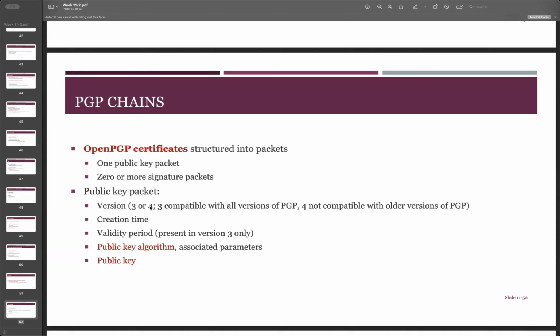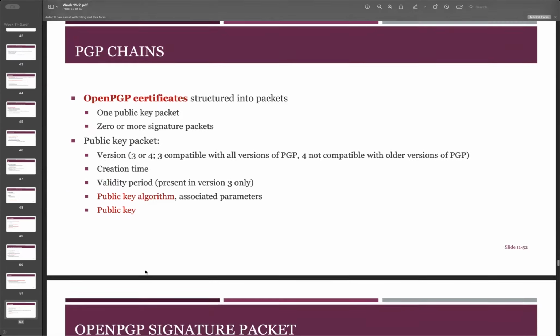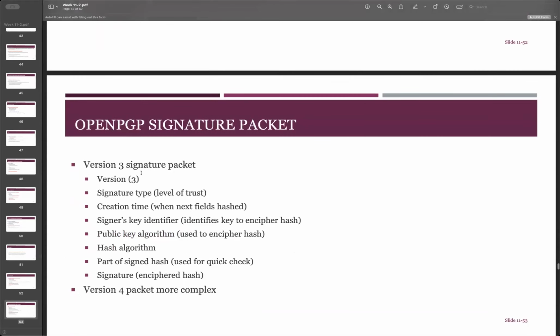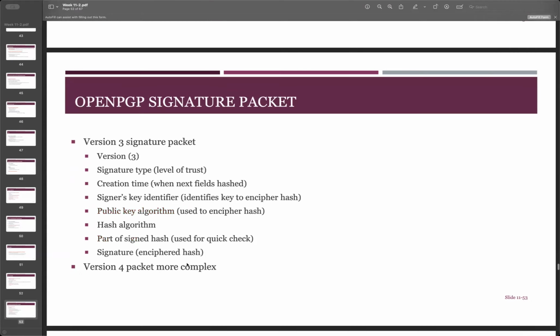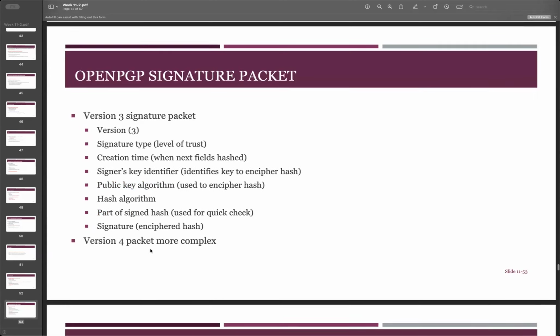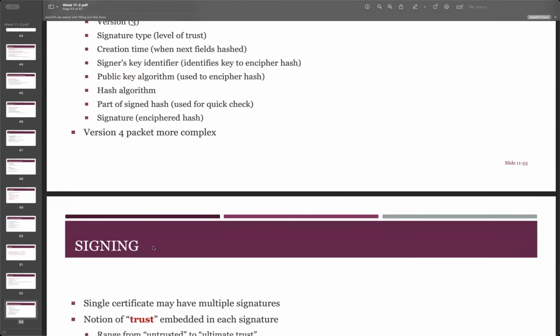In this public key package, it comes with version 3 or 4. Version 3 is compatible with the older version, and if it is version 4, it cannot be compatible with the older version. Then validating them is like version 3, and we also have the public key algorithm, and then it comes with the key. Here's some content letting you know what's included: version, signature type, creation time. And version 4 is getting more complicated.